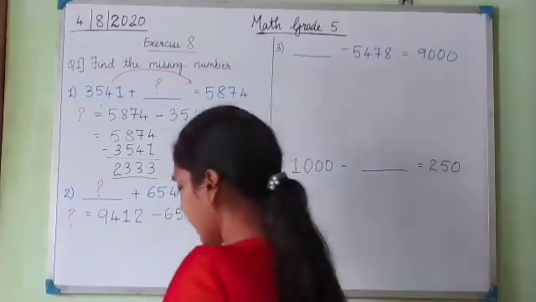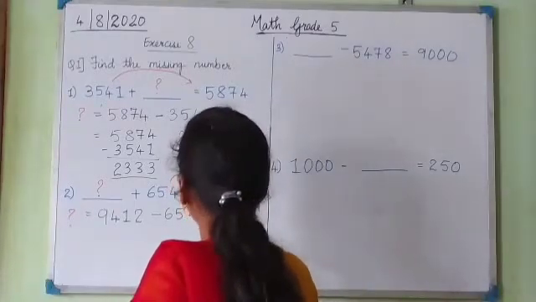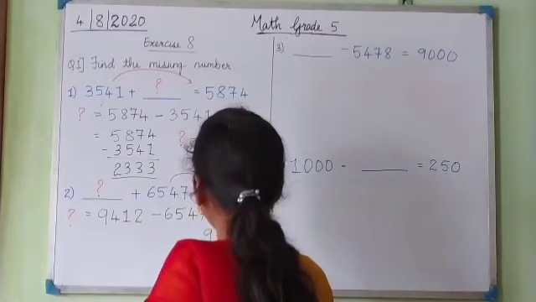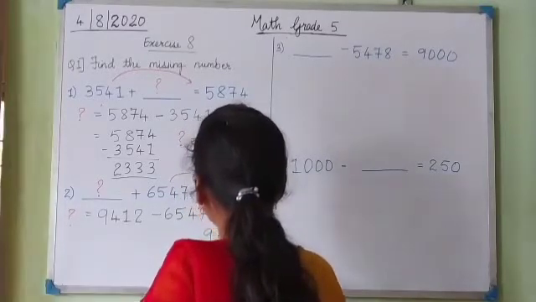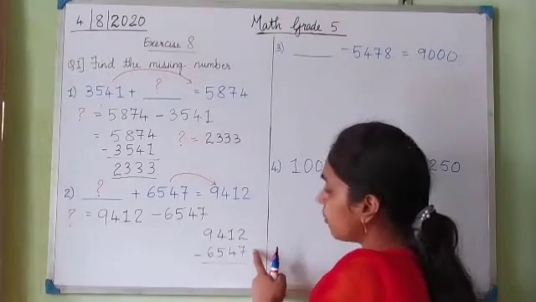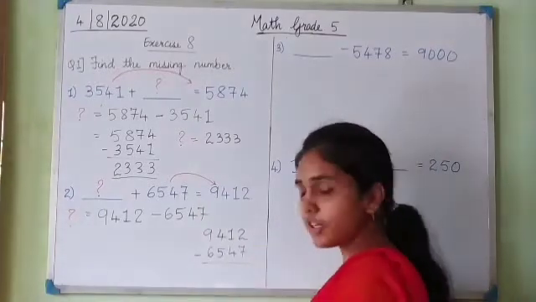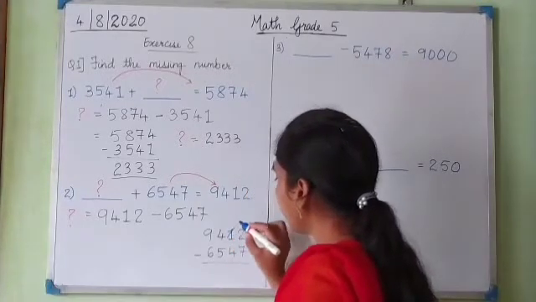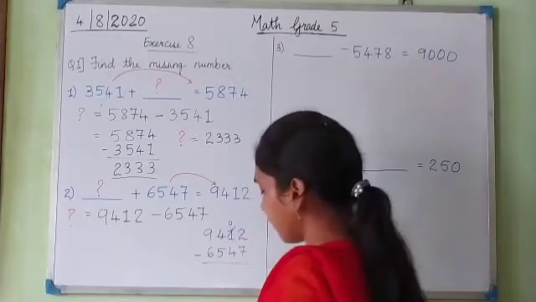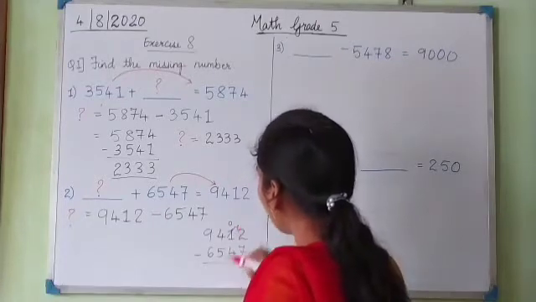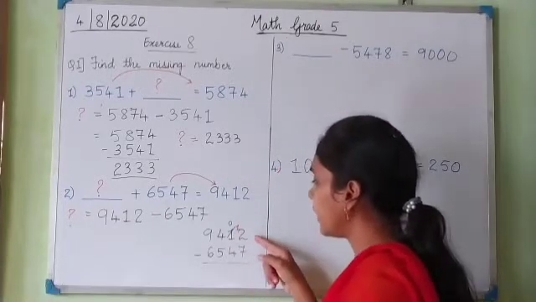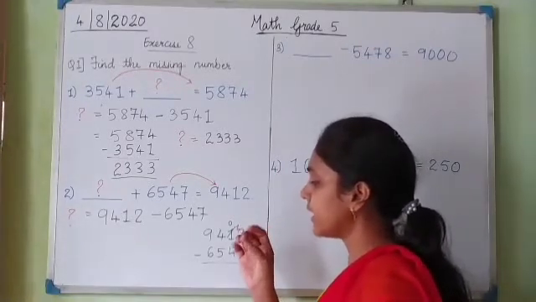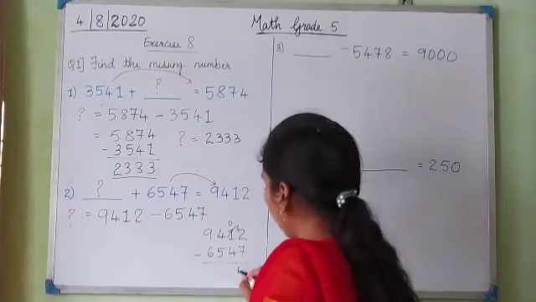So I subtract 9412. From this number I have to subtract 6547. Let's find. Can we do 2 minus 7? No, 2 is smaller than 7. So I need to carry 1. So when this 1 gives 1 to 2, it becomes 0, and this 2 becomes 12. Now we can minus 7 from 12. Let's count. 7, 8, 9, 10, 11, 12. So the answer is 5.